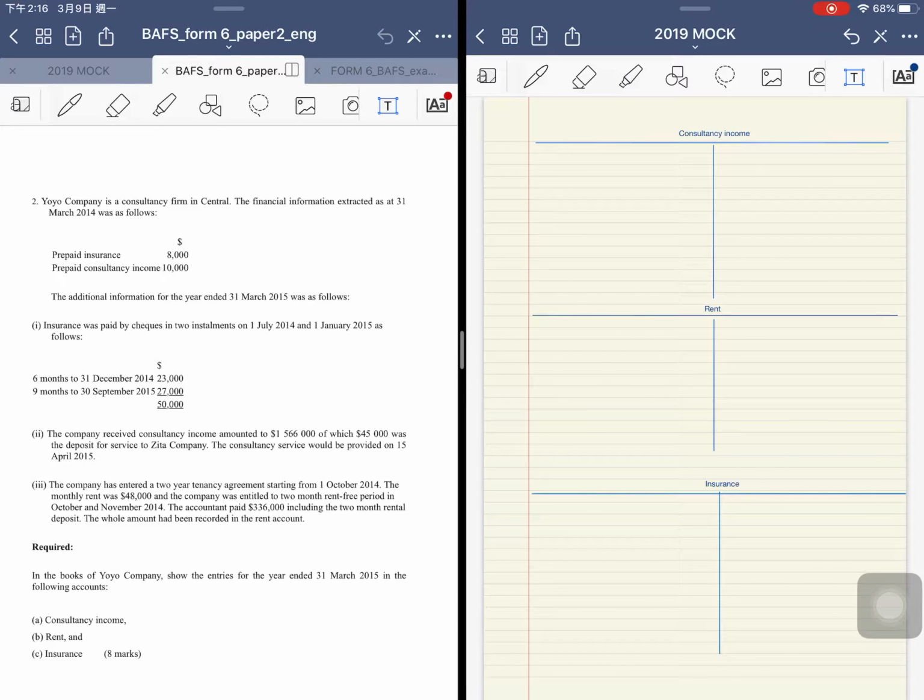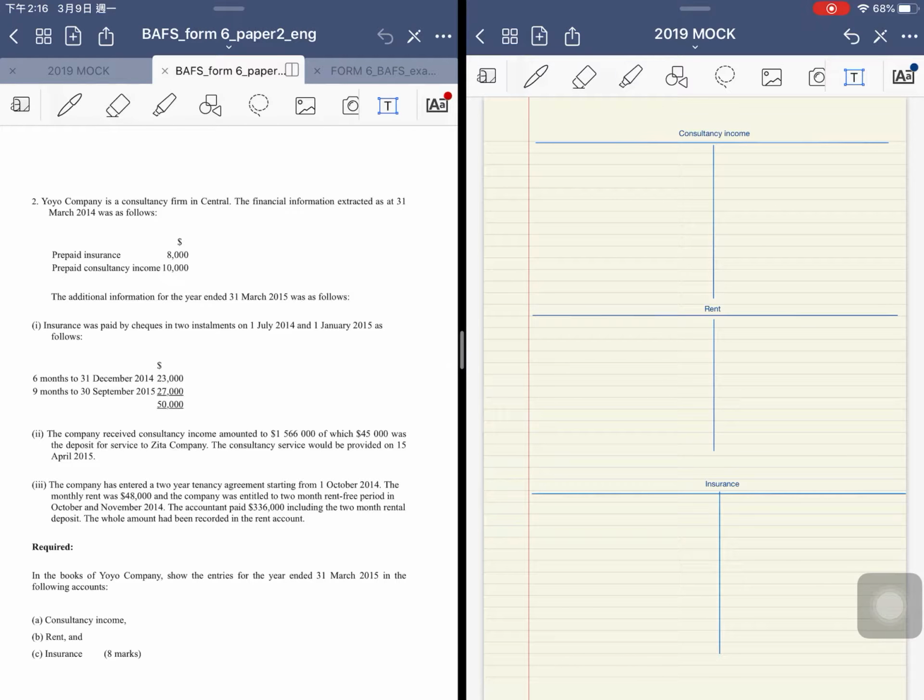For the treatment in the statement of financial position, remember that prepaid expense and accrued revenues are current assets, and accrued expense and prepaid revenue are current liabilities. Before we learn this, we have to know how to use a T account to enter the accrued and prepaid expense or revenue. So this question will teach you how to enter the expense and revenues in T accounts. So let's see the questions.